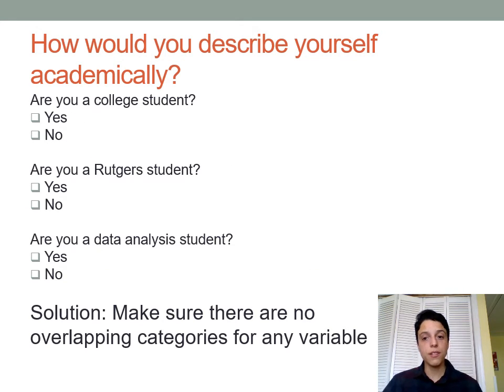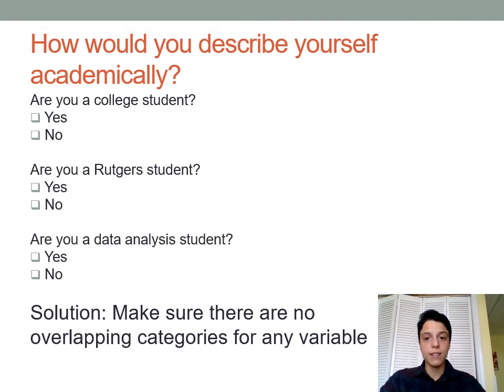The solution to this sort of problem might be to just break the question up into multiple questions. So, are you a college student? Yes or no? With that question, we have exhausted all possibilities, and the attributes are mutually exclusive. Either you are a college student or you're not. And the same would be true of the other questions as well.